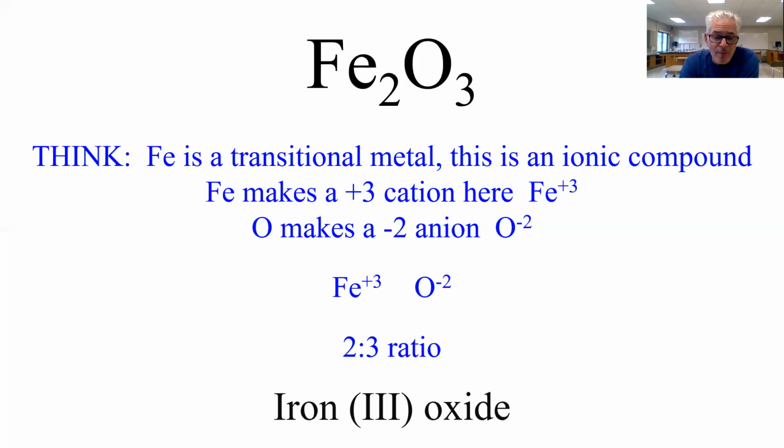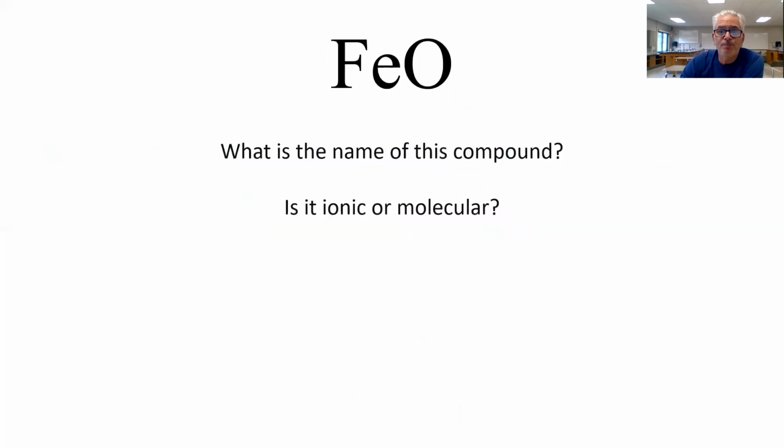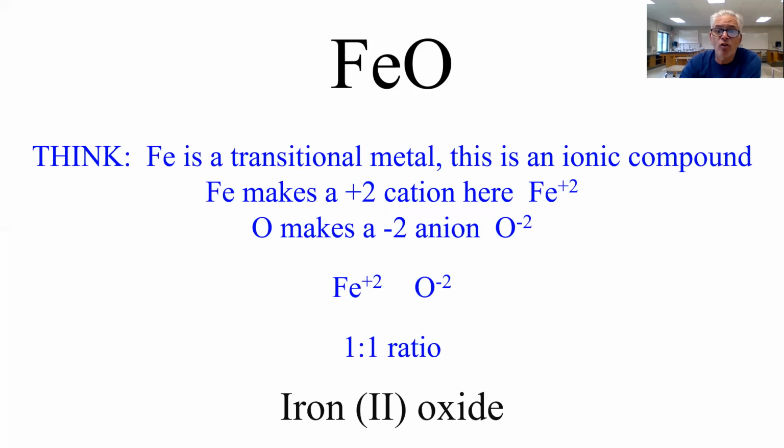There's never a problem. If you can't figure it out, just do all the ionic compounds possible and figure out which charge you used. That's the Roman numeral to pick. Here's the other one. If iron makes a +2 ion, oxygen's always a -2. It's a 1-to-1 ratio. This is called iron Roman numeral 2 oxide. This is not your normal rust. Regular rust is the other one, Fe2O3.